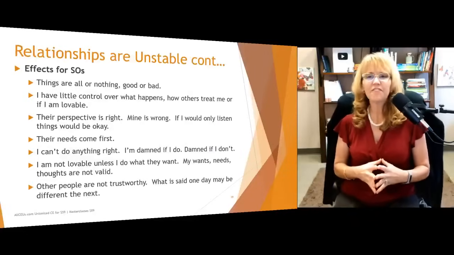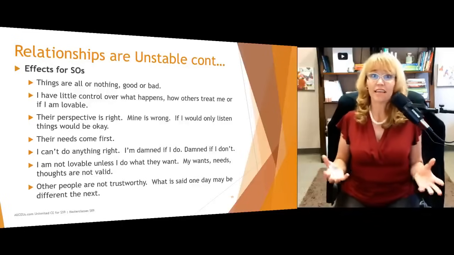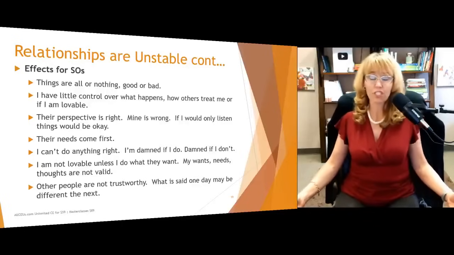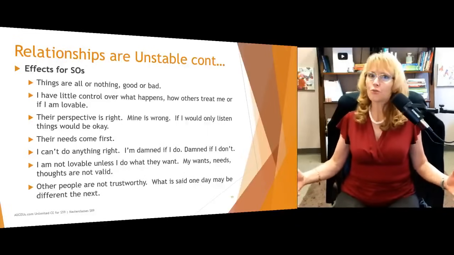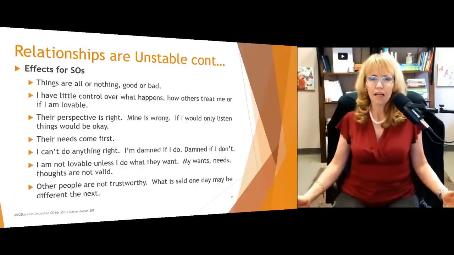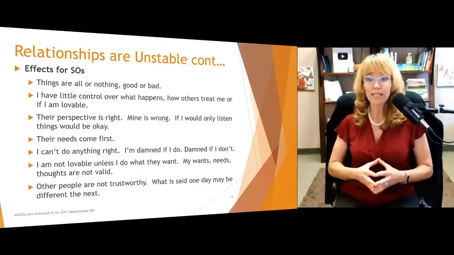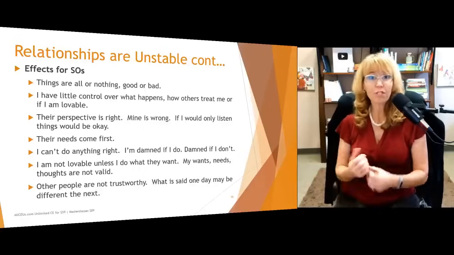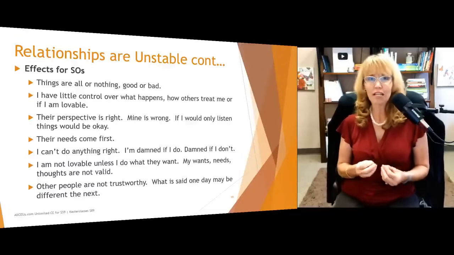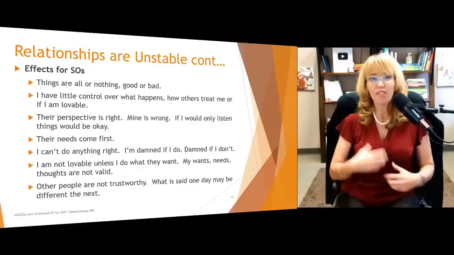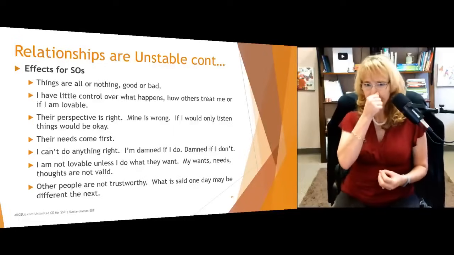The effects for significant others in unstable relationships. Well, things are all or nothing. It's either all good or all bad, which is extremely stressful. You don't know what you're coming home to, and you don't know when it's going to turn. The significant other feels like they have little control over what happens, how this person with BPD treats them, or if they're lovable to that person. So the significant other's self-esteem starts becoming eroded.